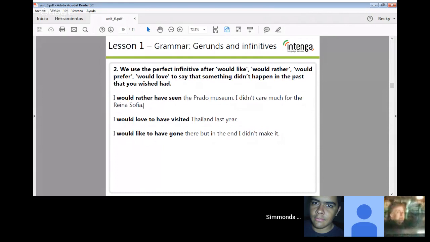So if I say, I would rather have seen the Prado Museum, I didn't care much for this Reina Sofia. JT, do you want to answer? I think it means that if I had a chance, I wanted to see the Prado Museum, but actually I didn't. Yes. And now this person is saying they went to the Reina Sofia, but because they didn't like it, they wished they had gone to the Prado Museum.